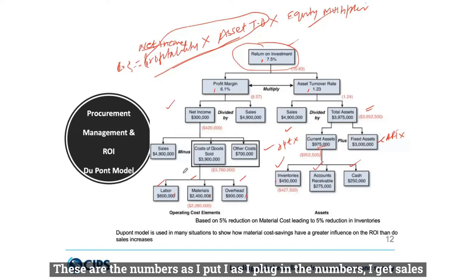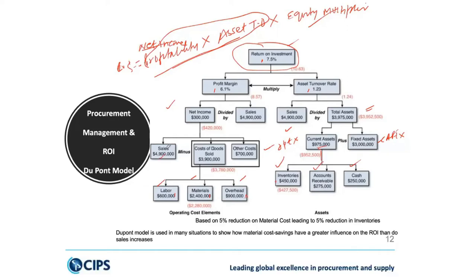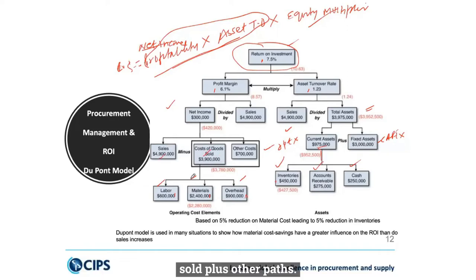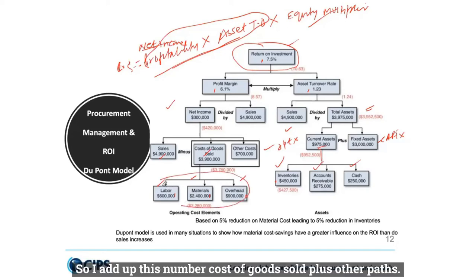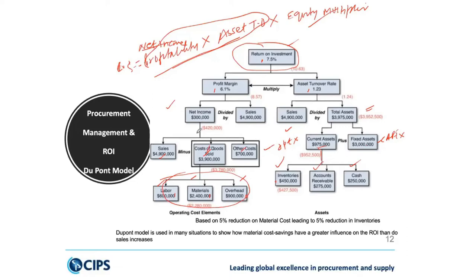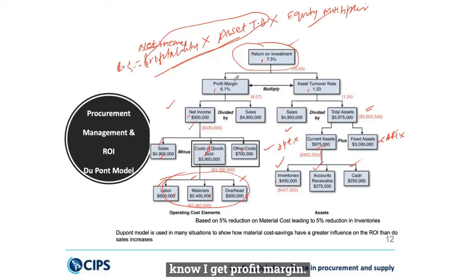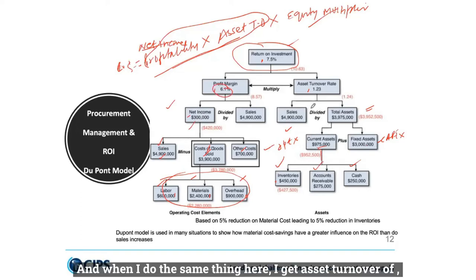As I plug in the numbers, I get sales, which I can get from the financial statement, cost of goods sold plus other costs. So I add up these numbers, cost of goods sold plus other costs. Net income, this is this minus this. Net income divided by sales, which I already know, I get profit margin. So based on these numbers here, the profit margin is 6.1. And when I do the same thing here, I get asset turnover of 1.23.